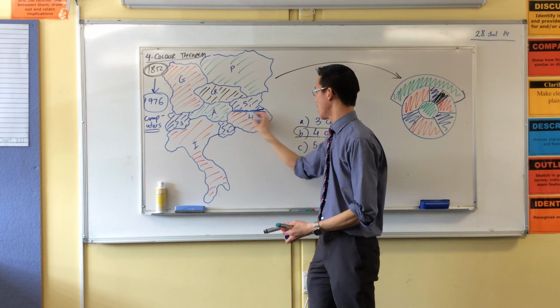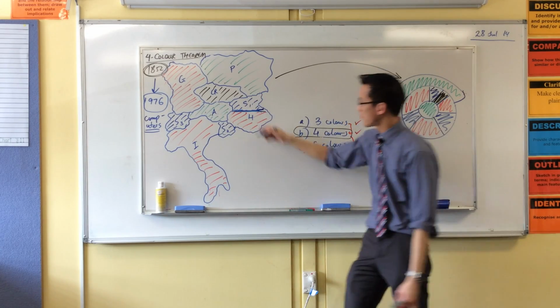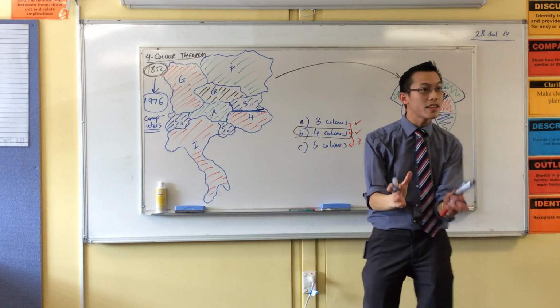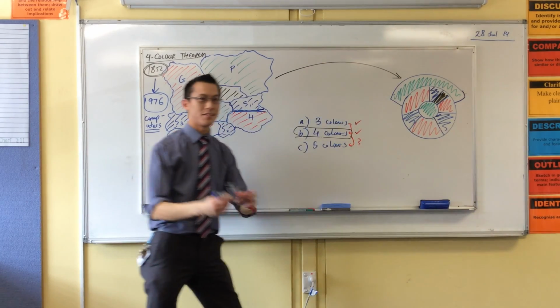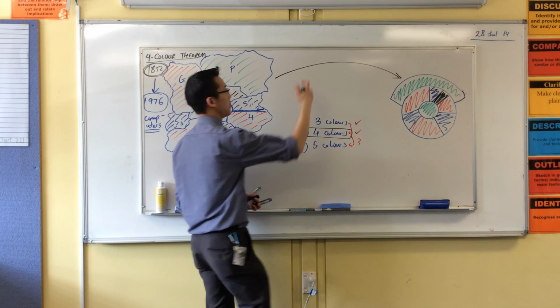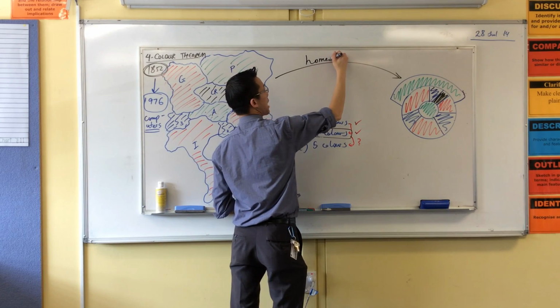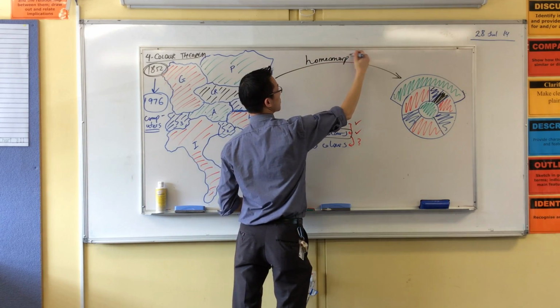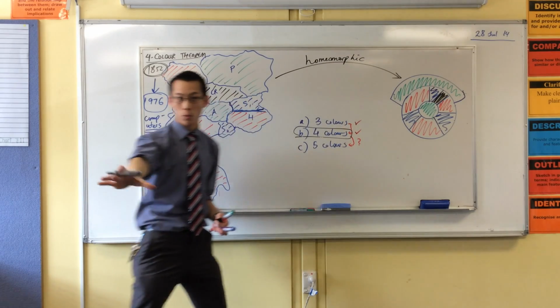If I straighten this out, they still have to be different colors. And if I straighten this out, and on and on. If I straighten them all out, you end here. Same arrangement of colors. So we have a word for this. We call these two maps homeomorphic. This is an important word. You should get it down.